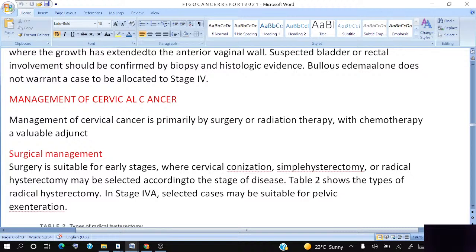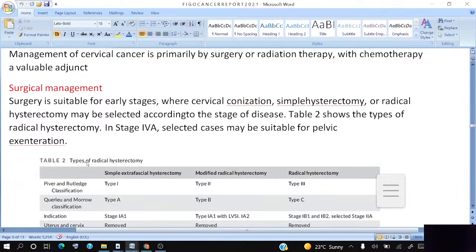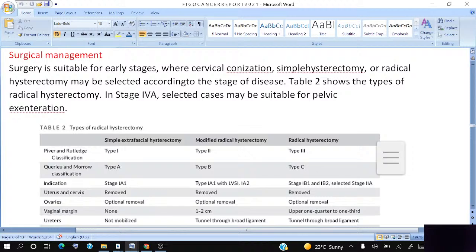So now I will go to the management of cervical cancer. The management of cervical cancer is primarily by surgery, radiation therapy, and chemotherapy is available as adjuvant. Surgery is suitable for early stage, where cervical conization and simple or radical hysterectomy may be selected according to the stage of the disease.